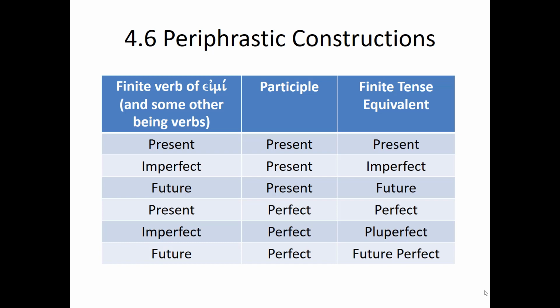So let's use the word talk as an example. I am talking. I was talking. I will talk. So those are really pretty intuitive. You can have a present tense being verb with a perfect tense participle that just acts like a perfect tense verb. You can combine an imperfect being verb plus a perfect participle. This acts like a pluperfect. And it's rare, but we'll go ahead and add it to the chart. A future tense being verb plus a perfect participle that acts like a future perfect verb.